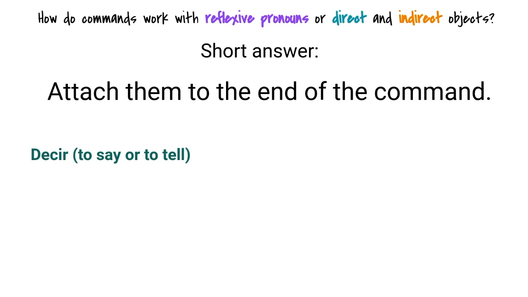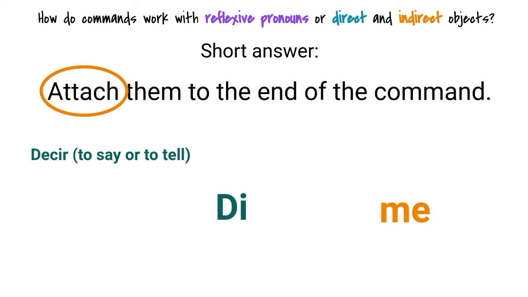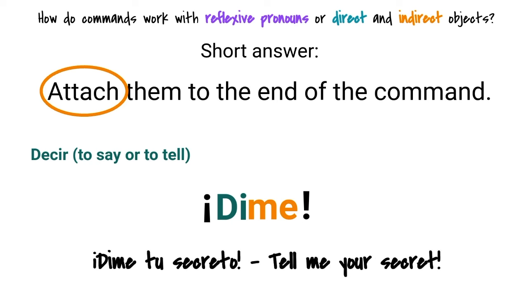Decir means to say, and the irregular command that we just learned earlier is di. The indirect object pronoun to me is me. When we attach this to the end of the command, we get dime, which means say to me or tell me. Dime tu secreto. Tell me your secret.